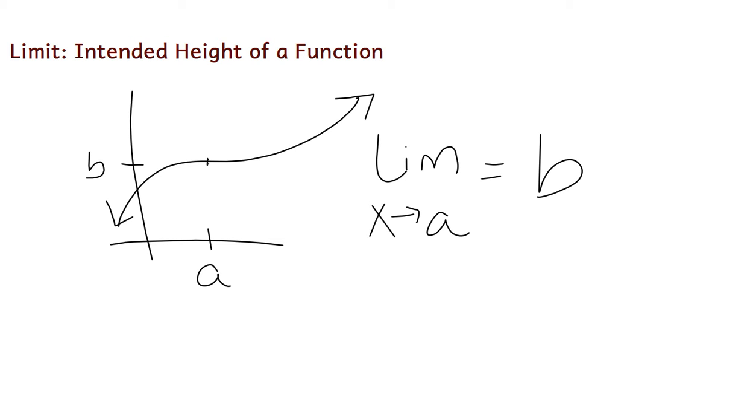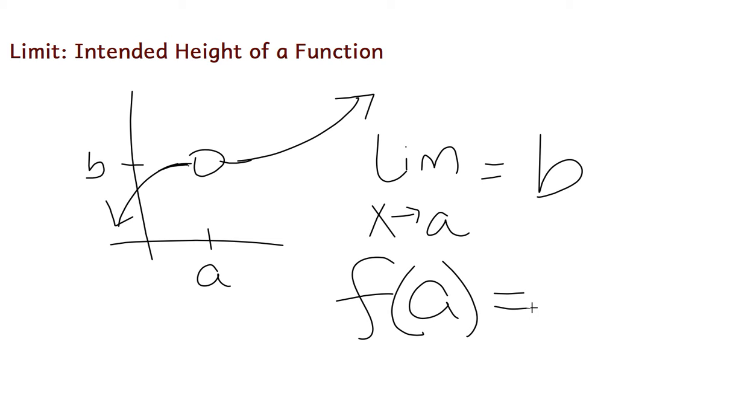However, if I change it just a little bit and I make something that looks like this, the big old hole in my graph, and then I connect the rest of it, okay? So let's pretend this actually hits that circle. So this means there's a hole in my graph. But that's still the intended height of the function. So the limit as x approaches a is still b. The difference here is that f of a, the value of the function at a, is undefined because there's a big old hole in the graph. There's no value there. Okay?